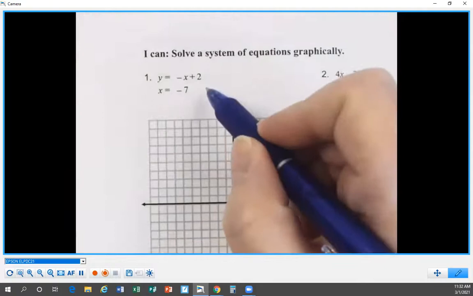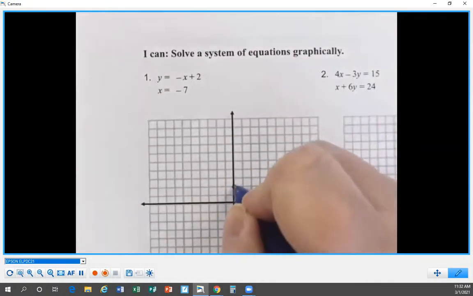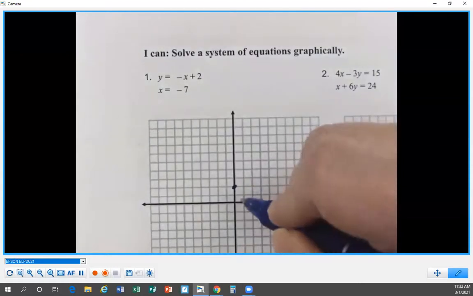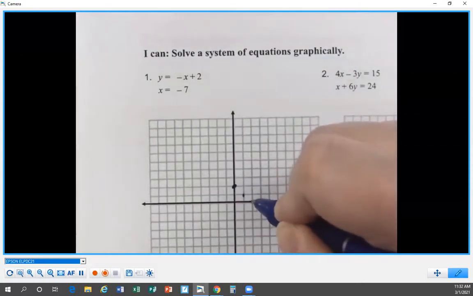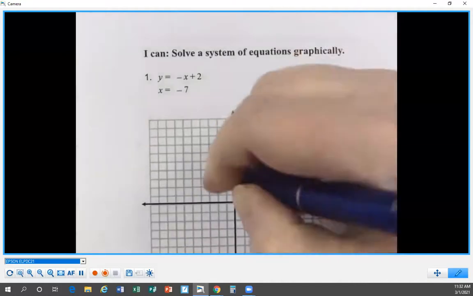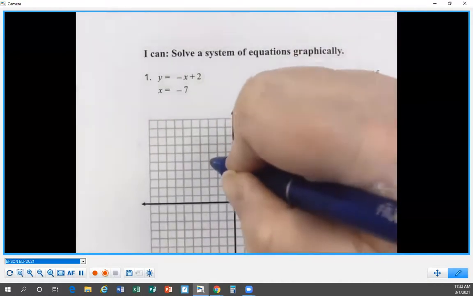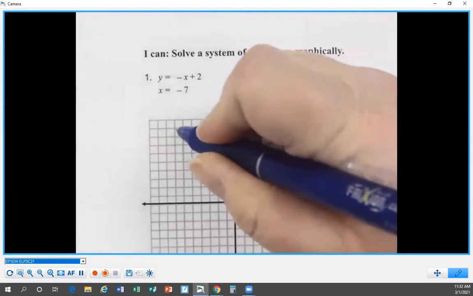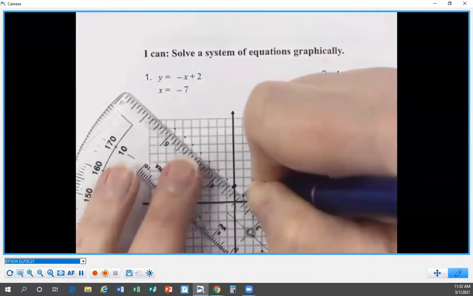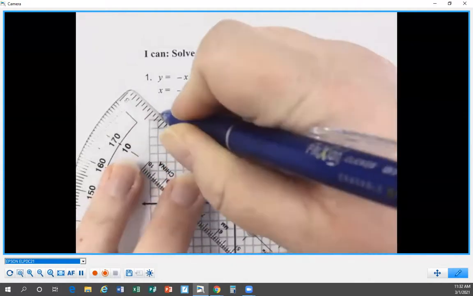We see our y-intercept is at positive 2, so we can plot a point at positive 2. And our slope is negative 1, so we can go down 1, right 1 to get that negative slope. And up 1, left 1. And we can go ahead and graph that line. y equals negative x plus 2.